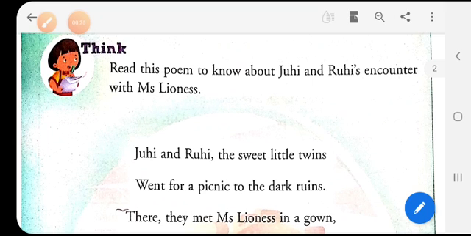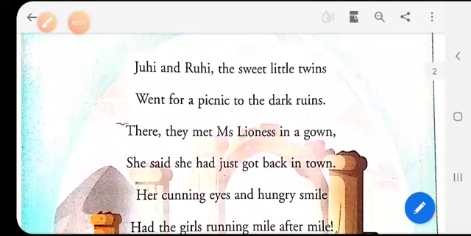Read this poem to know about Juhi and Ruhi's encounter with Miss Lioness. Now, let's read this poem.